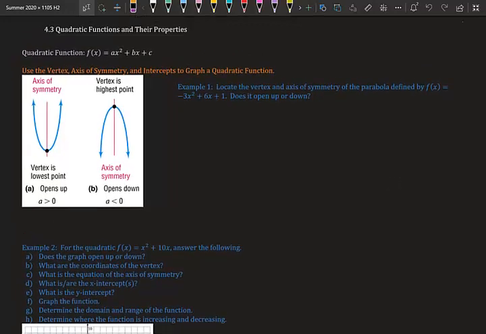4.3 Quadratic functions and their properties. So a quadratic function is f of x equals ax squared plus bx plus c, right? It could be plus or minus. Using the vertex, axis of symmetry, and intercepts to graph a quadratic function. So just a little bit of a review.